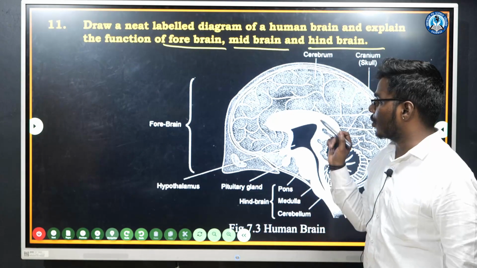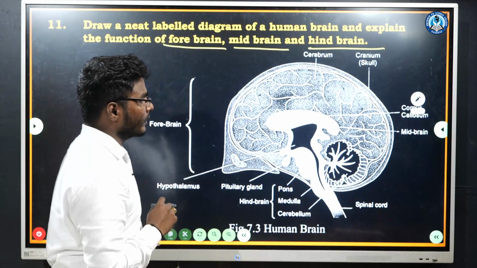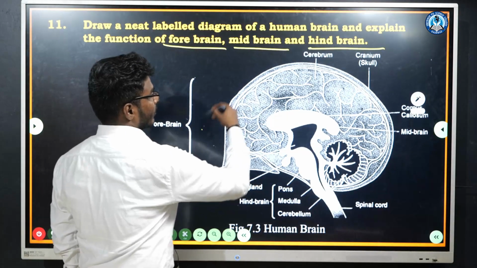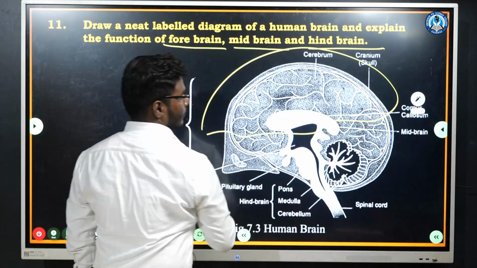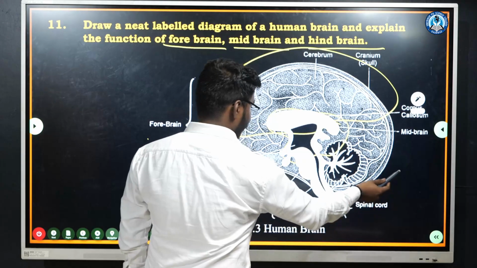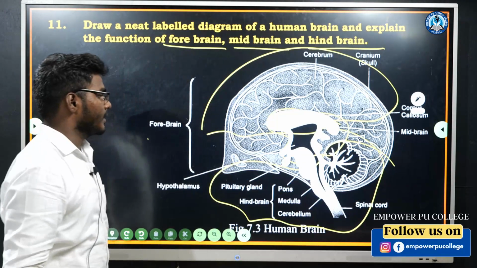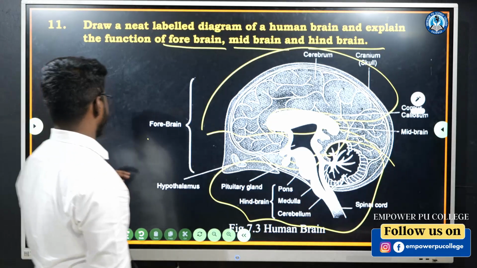Please have a look at this diagram. This is the forebrain. This is the midbrain, and this is the hindbrain. Just look at the parts.